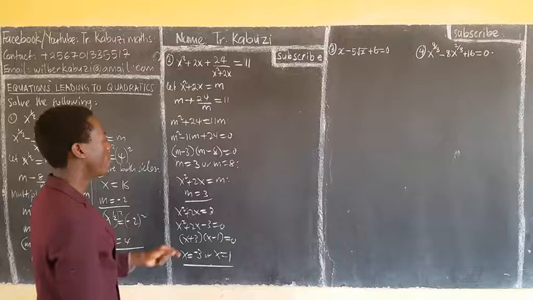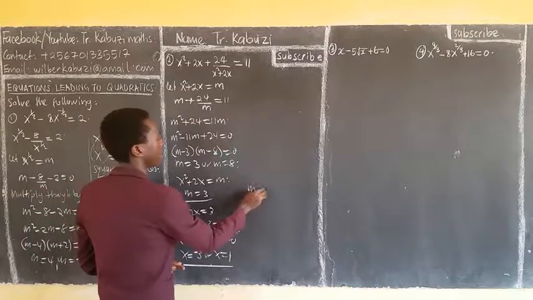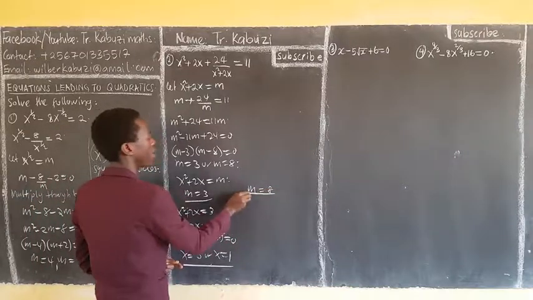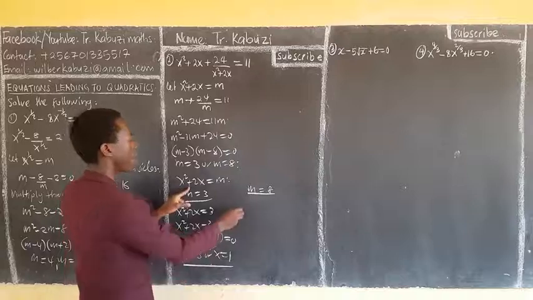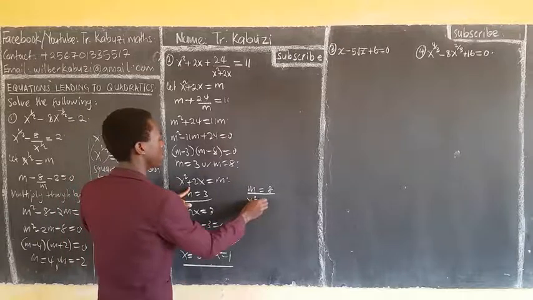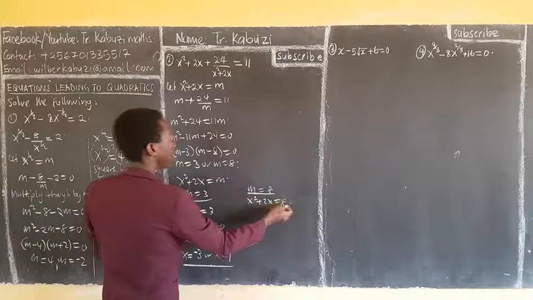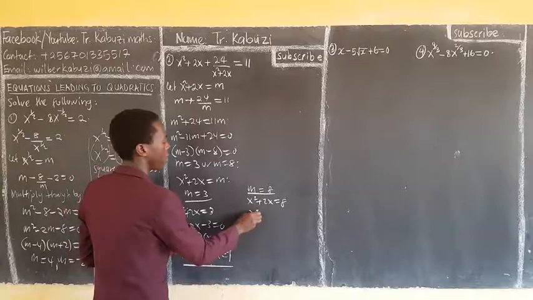When I come now, when m is 8, what am I having? Putting here I have now x squared plus 2x equaling to 8. Put it to this side.